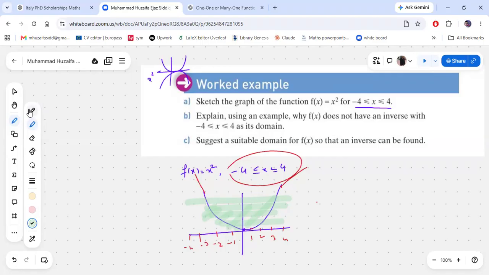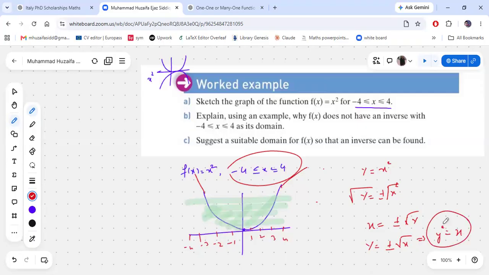Explain using examples why f of x does not have the inverse. So why is it not invertible? Look here. If y is equal to x squared, then taking the square root on both sides, x is equal to plus or minus the square root of y. Again replacing x with y and y with x, y is equal to plus or minus the square root of x. If I take the square, y squared is equal to x. That's why this function has no inverse function.